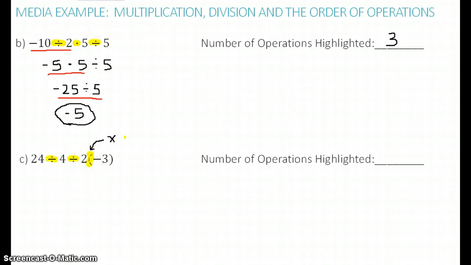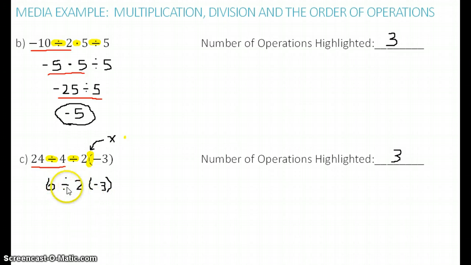Okay, let's work from left to right. There's 1, 2, 3 operations. Now let's compute. So first we have 24 divided by 4, which is 6, divided by 2 parentheses -3.